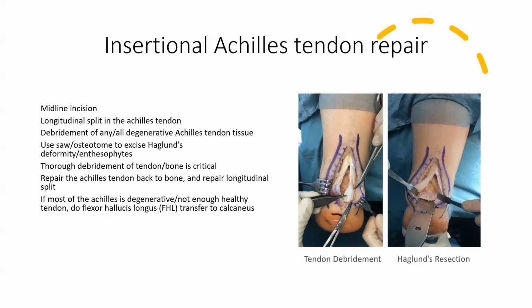Now, after we do the Achilles tendon debridement, if we take away a fair amount of the tendon, and everybody's got a different threshold, my threshold is if I take away more than 50% of the tendon because it is too degenerative and not healthy enough to leave, then typically what we have to do is a tendon transfer. And I have some pictures of that coming up.